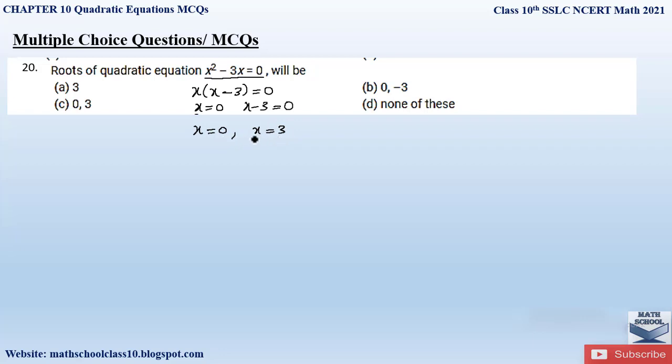So the roots of the given quadratic equation are 0 and 3, that is option C, right? So in this manner we can find out the roots of a given quadratic equation. Again, this is a very simple and direct method they have asked. All the questions here are direct methods because government has specified clearly that all direct questions will be asked in your examination. So therefore I have taken all the direct questions in this video.